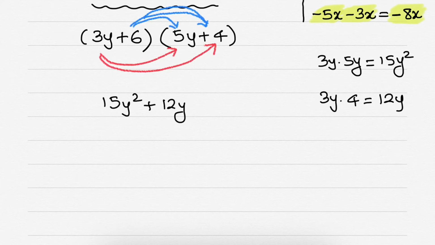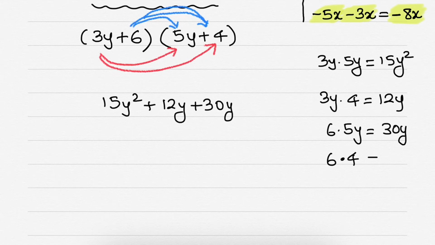Now 6 multiplied by 5y. 6 multiplied by 5 is 30y. So I will get 30y here. And the last term is 6 multiplied by 4. 6 multiplied by 4 is 24. I will get plus 24 here.